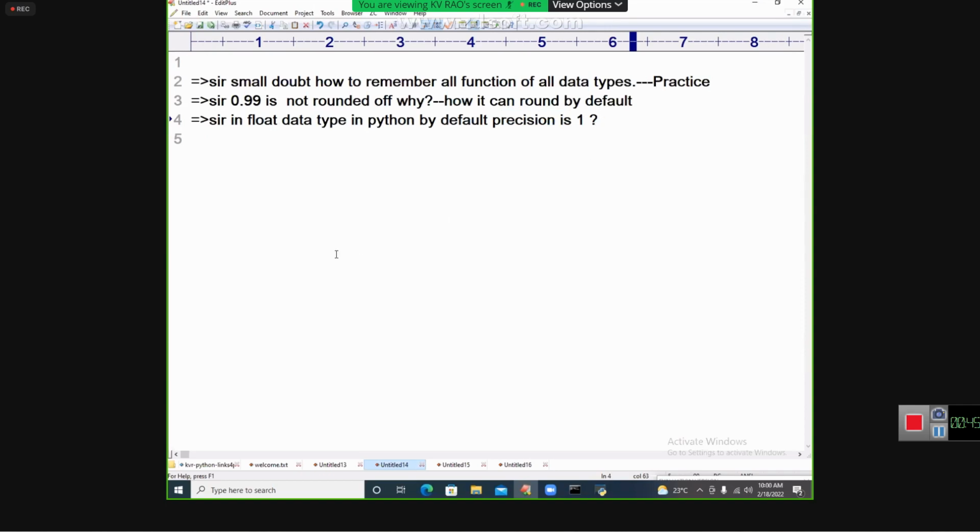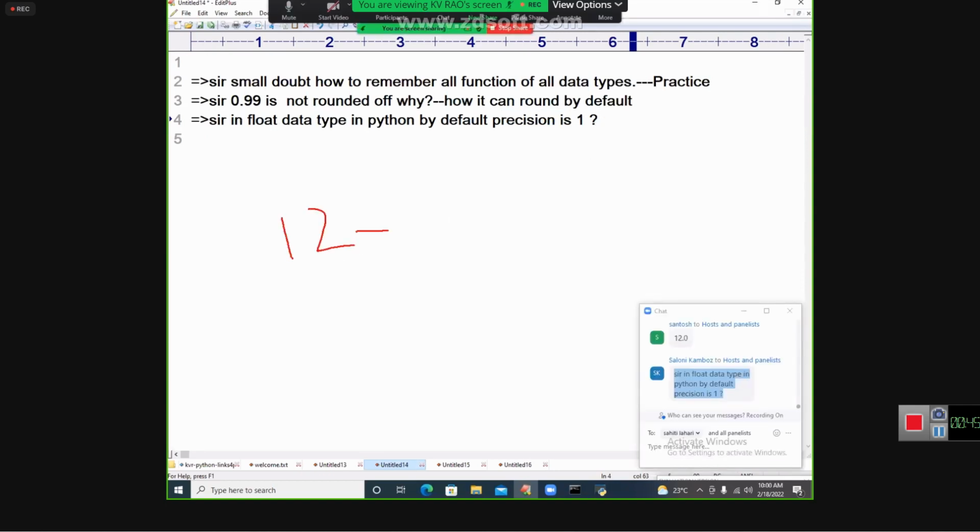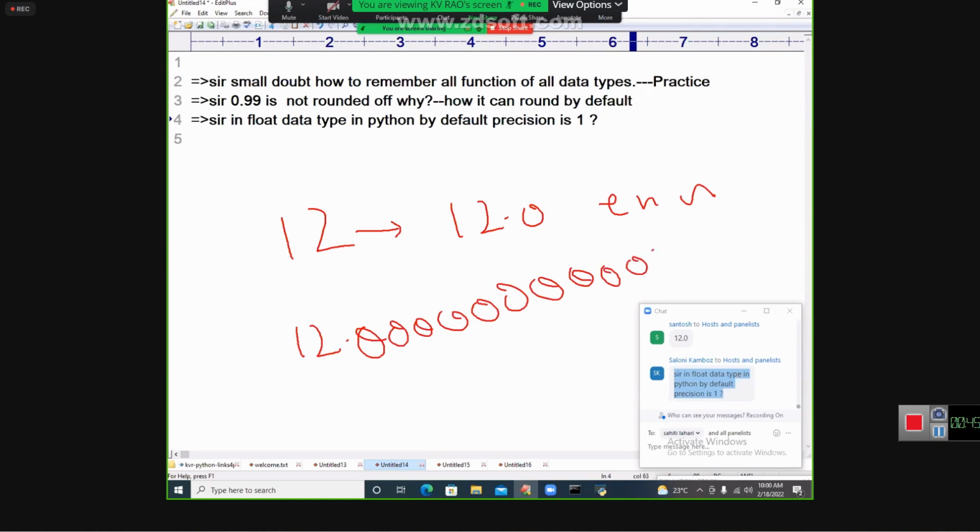So 12 is that. 12 is here. Soloni, already I told him, once again I am giving. 12.0 is enough. It is not necessary to write 12.0000 from morning to evening. I need not write it. Even if I write it like that, it is my time waste. It is nothing but 12.0 is enough.